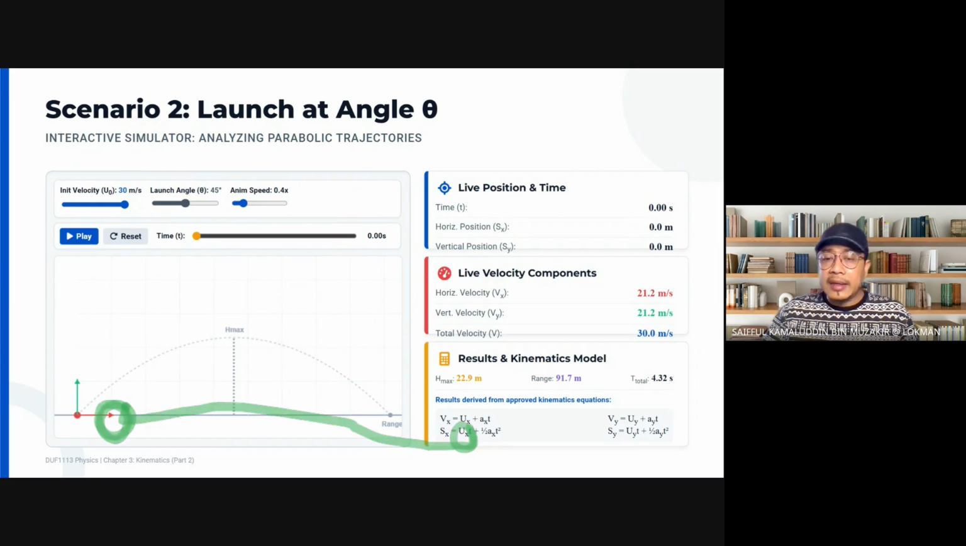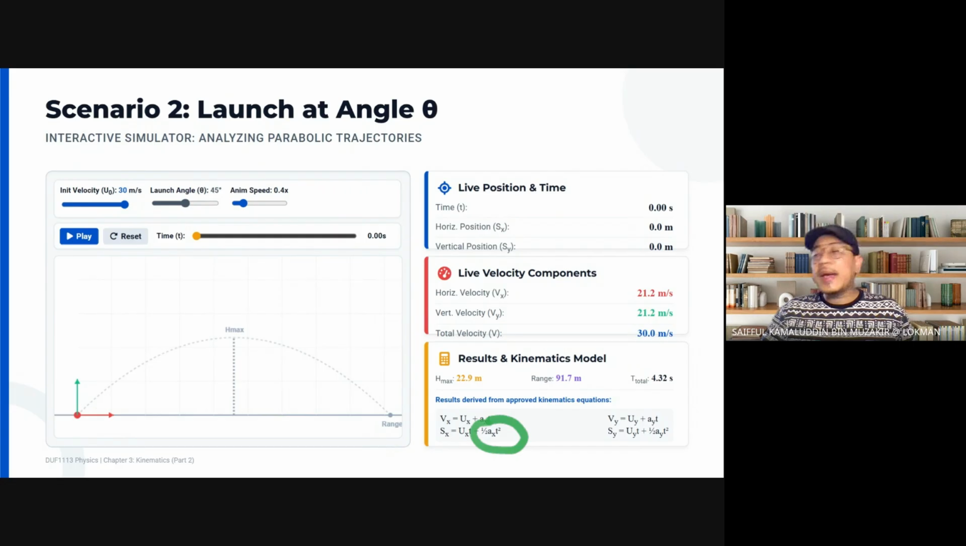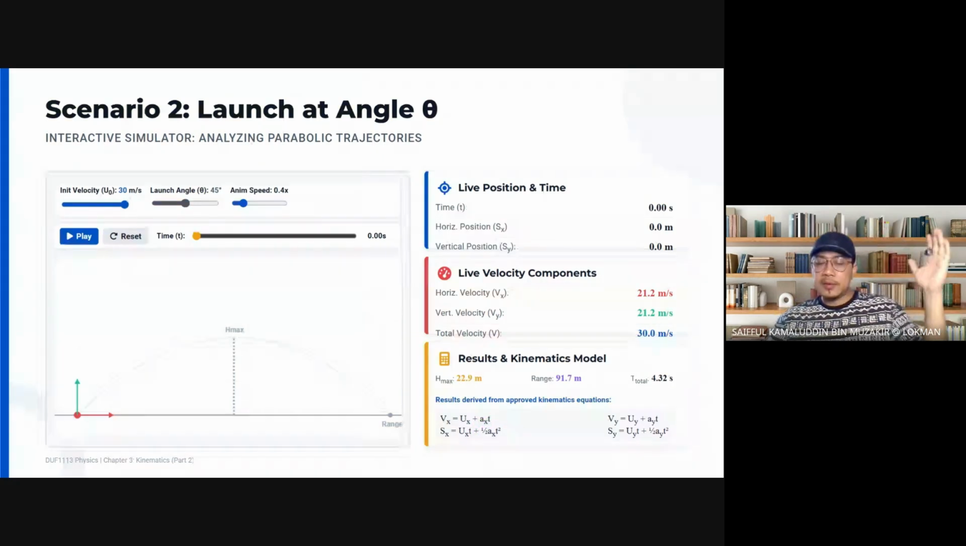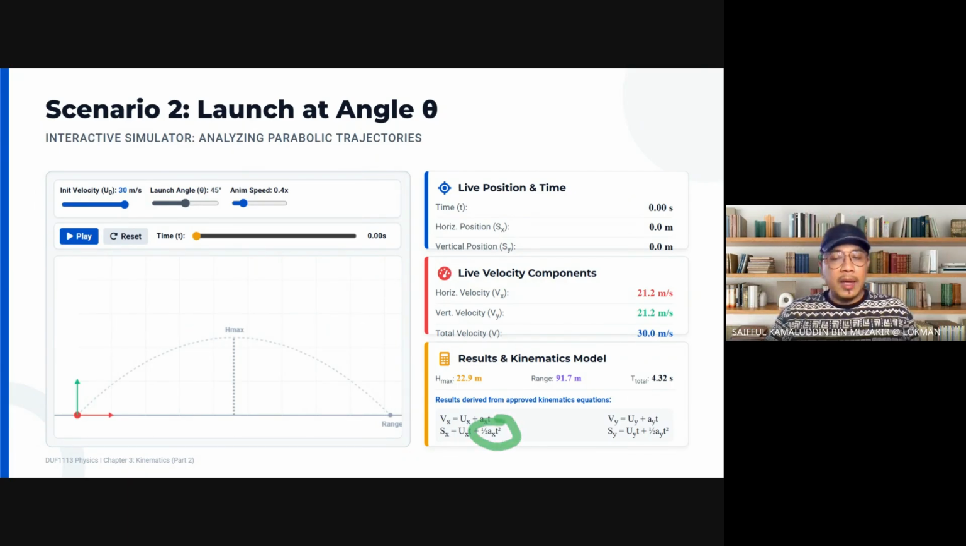How about AX, sir? AX is very easy. AX is equal to 0 all the time in projectile motion because there is no gravitational acceleration on the X component. Gravitational acceleration only acts on the AY. AX is 0, so therefore half AY t square will become 0. That will be very easy. So our equation for SX is actually SX equals to UX times T only, because half AX t square will become 0. Why? Because no gravitational acceleration is acting on the X axis.